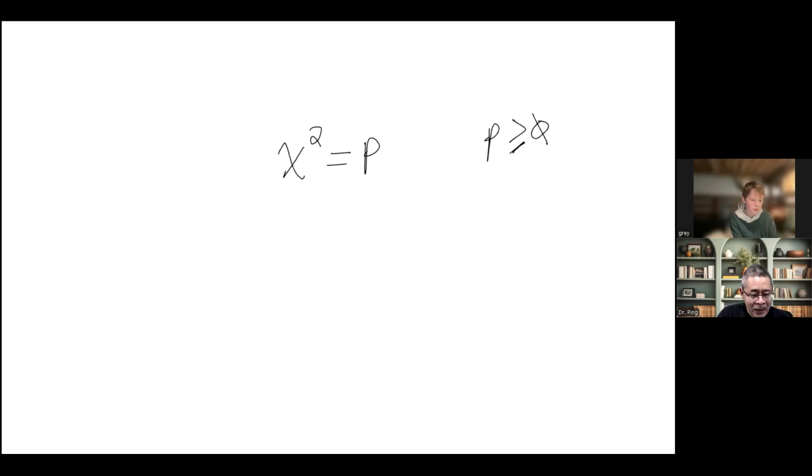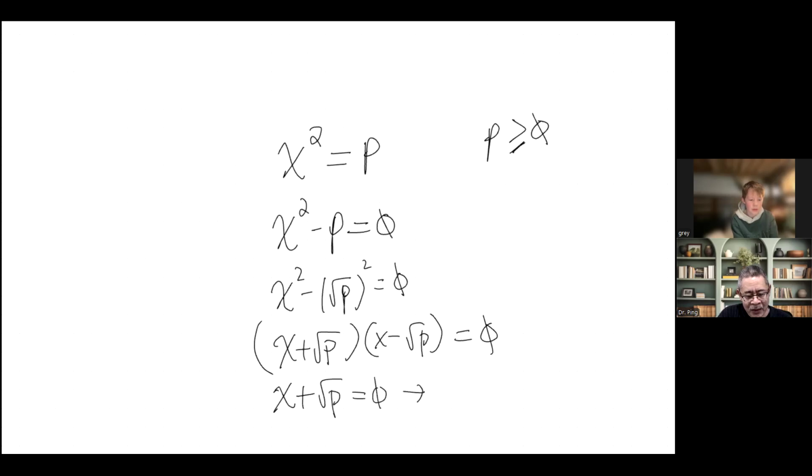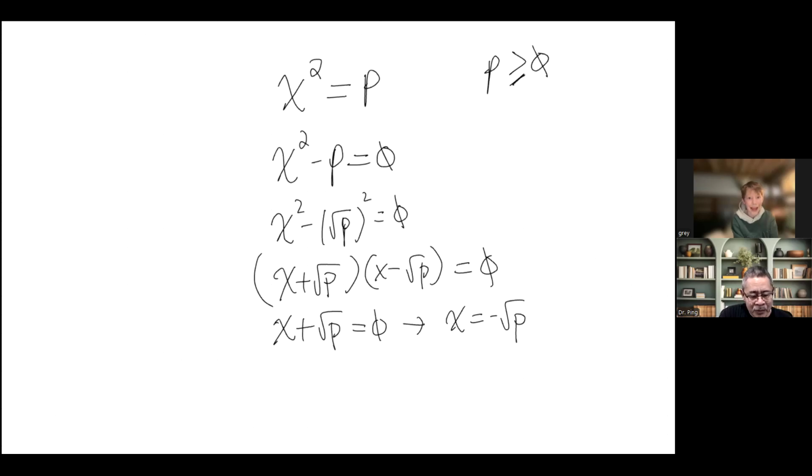So we can rewrite this as x squared minus p equal to 0. And then basically we can do this: x squared minus square root p squared equal to 0. And so that's x plus square root p times x minus square root p equal to 0. So according to the zero product property, x plus square root p equal to 0, and that will give us x equal to negative square root p, or x minus square root p equal to 0, then x is square root p.